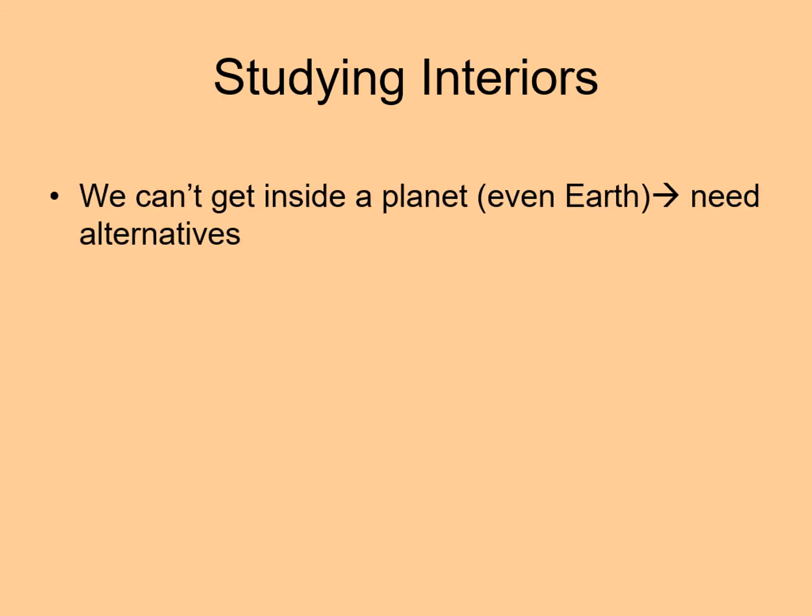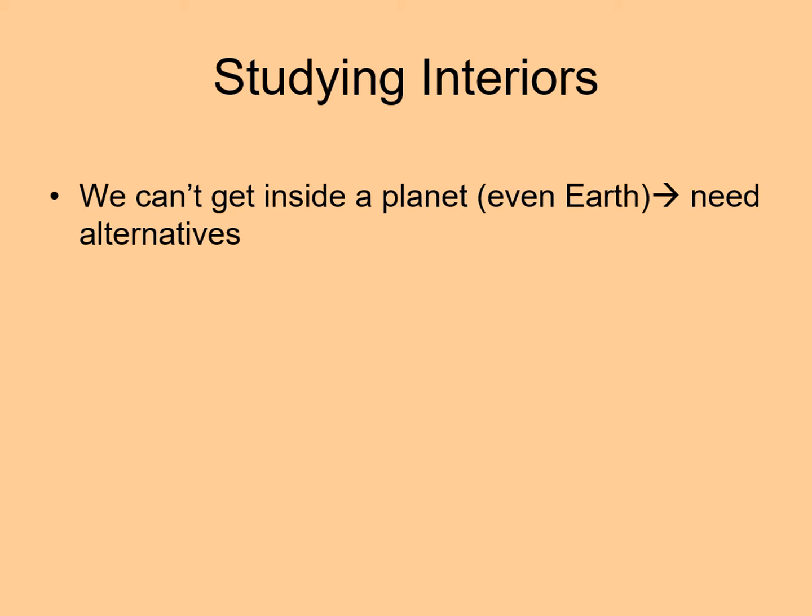We can't see inside a world, nor can we dig very deep into one. Even for the Earth, the deepest hole humans have ever drilled into our planet is only 12 kilometers deep. Not very far compared to the 6,400-kilometer radius of the planet. If you have a typical Earth globe, the deepest hole might make it through the paint on the surface.